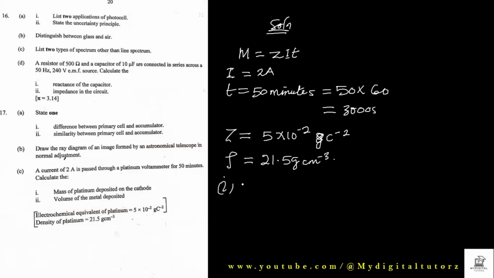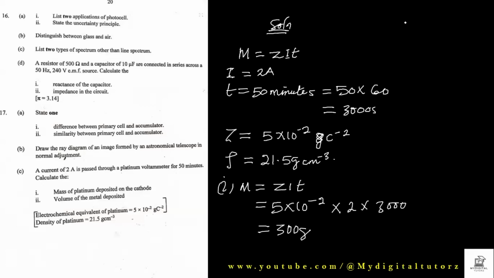So, to calculate the mass of platinum deposited, M, we're going to use this formula. M is equal to ZIT. That will be equal to Z, which is 5 times 10 raised to the power minus 2, multiplied by I, which is 2, multiplied by time, which is 3,000. So just multiply directly. When you do that, you have 300 gram. So that's the mass of substance deposited on the cathode.